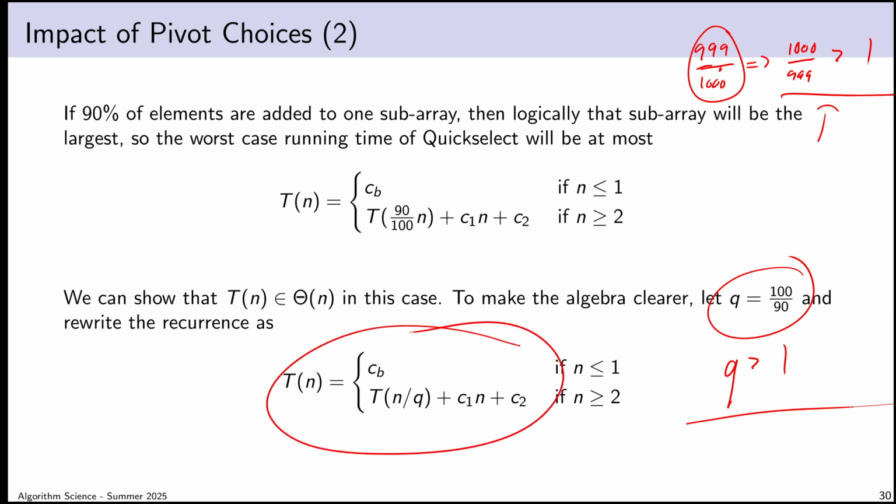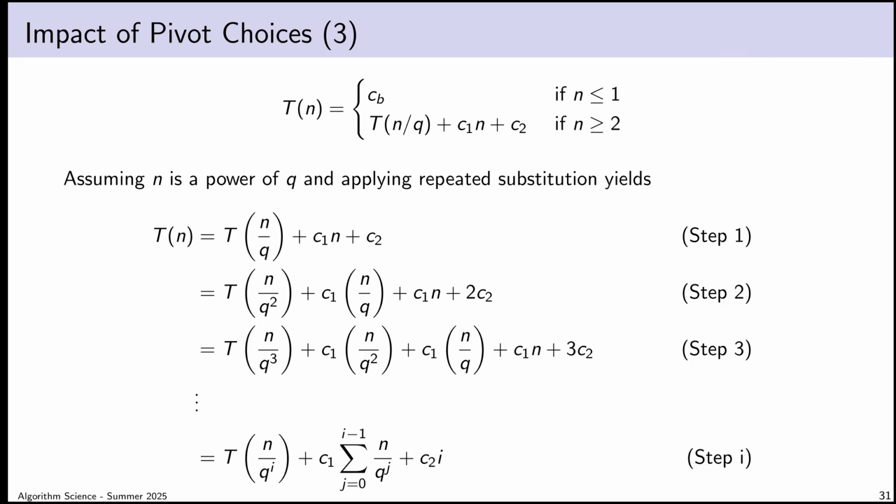Okay, so I have this recurrence where I've just subbed in 90 over 100 for this value q, which is equal to 100 over 90. So I can do repeated substitution, which I do, and I end up at, so I'm just going to leave this here. You can pause and take a look at it if you want to try it yourself, but we know what repeated substitution is. I'm going to use our usual techniques.